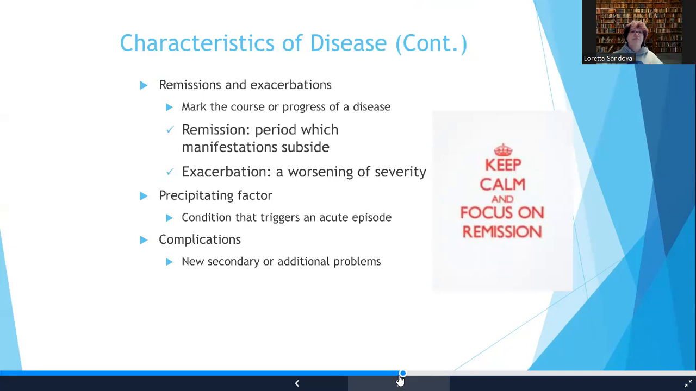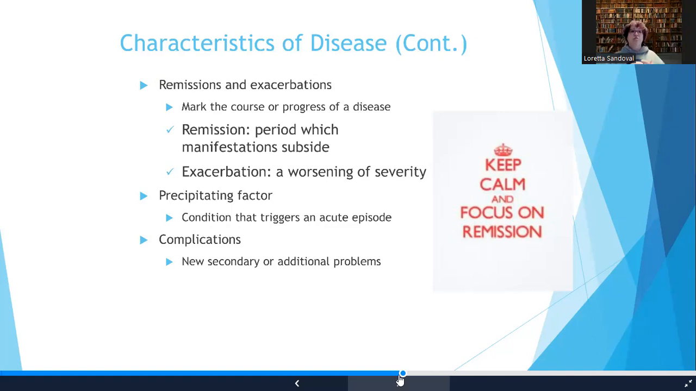A precipitating factor can be a condition that triggers an acute episode. So for someone with MS, say they're in a remission period, and then they are exposed to extreme heat or extreme fatigue, and it triggers an acute episode, it triggers an exacerbation. Or maybe they have a change in medication that triggers it. So the precipitating factor is the condition that triggers that acute episode.